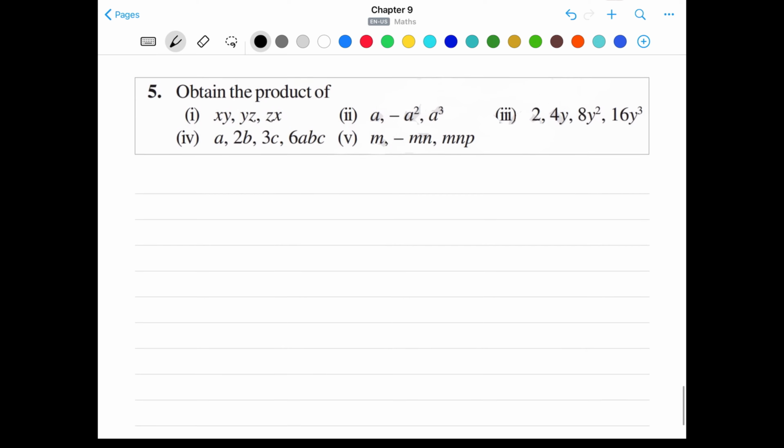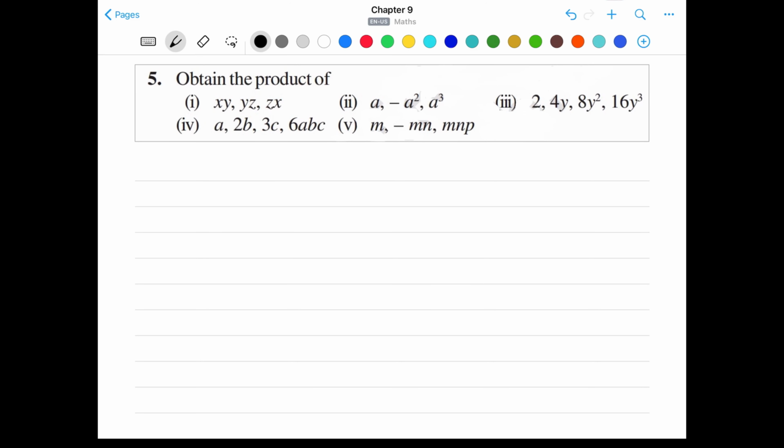Now let's move to the next question, which is question number 5, and this is the last question of this exercise. We are given 5 parts in this question, and in each one we are given certain expressions or polynomials of which we have to find the product. So let's start with answer number 5, part 1.